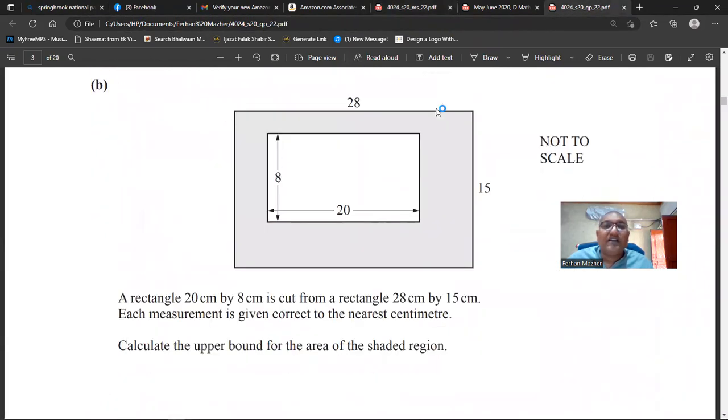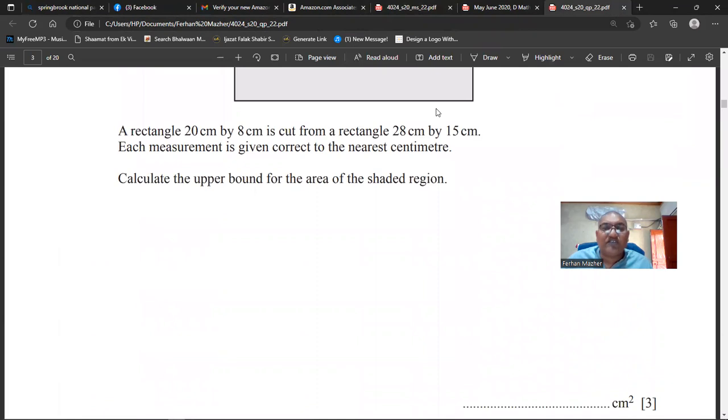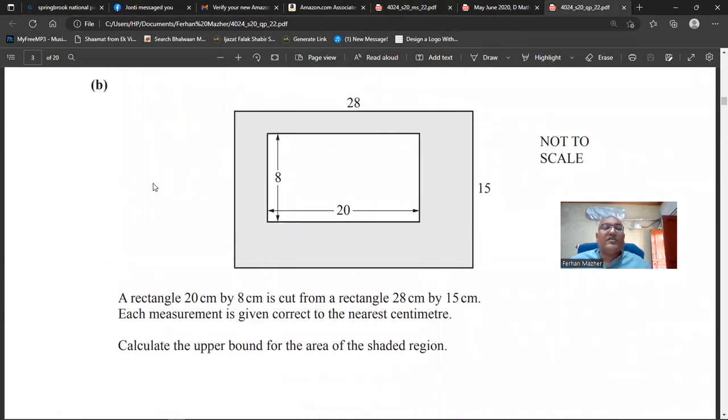Okay. So the next part is a 3 marks question, question number 2, B part. A rectangle 20 centimeters by 8 centimeters is cut from a rectangle 28 centimeters by 15 centimeters. Each measurement is given correct to the nearest centimeter. That means 1 centimeter, and you will divide 1 centimeter by 2. You will get 0.5 centimeter. So in the length, add 0.5 centimeter, you will get the upper bound of the length. In the length, subtract 0.5, you will get the lower bound of the length.